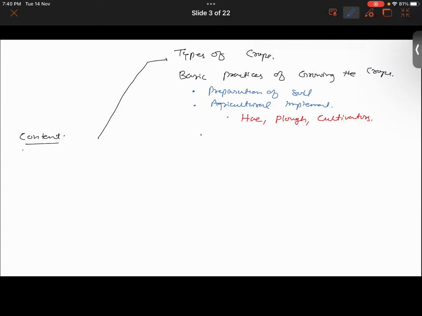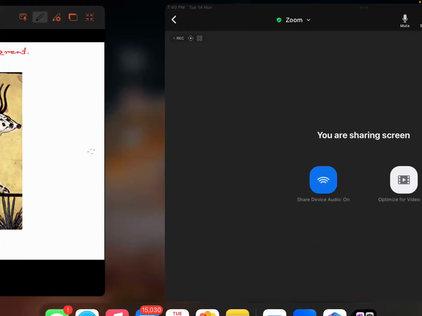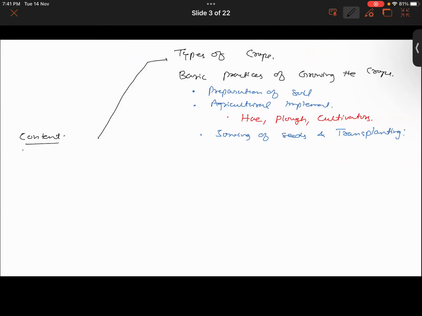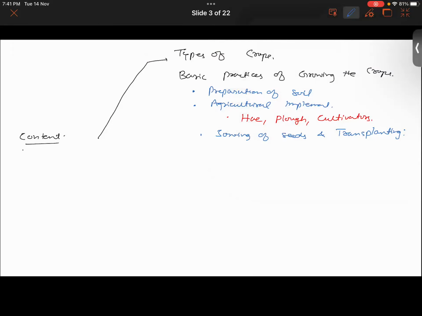After this, the second basic practice in growing the crops will be sowing of seeds. We'll be talking about how seeds are sown and how transplanting is also done. Anyone remember what is transplanting? So transplanting in the case of crops, I hope you guys remember. So we will also be talking about how we sow the seeds, what are the methods involved in that. We will be studying that.